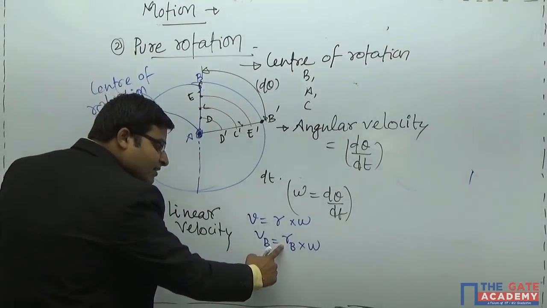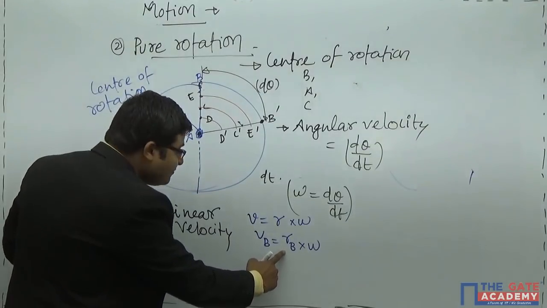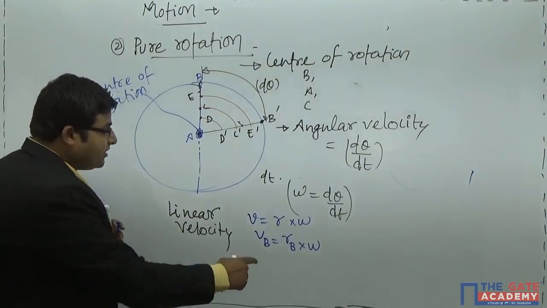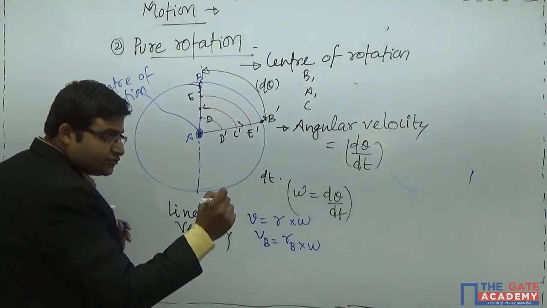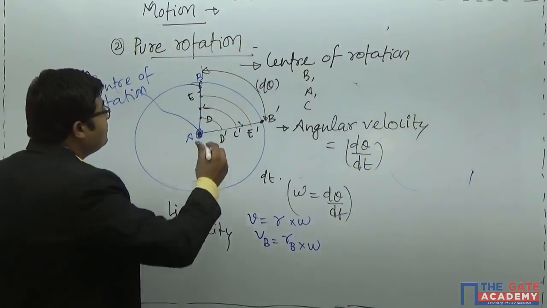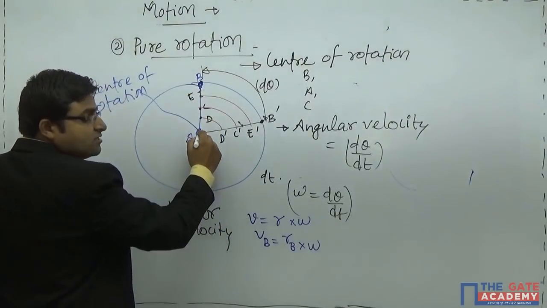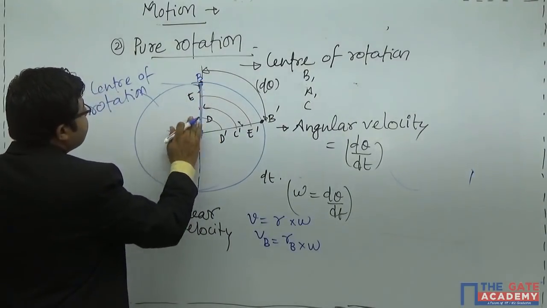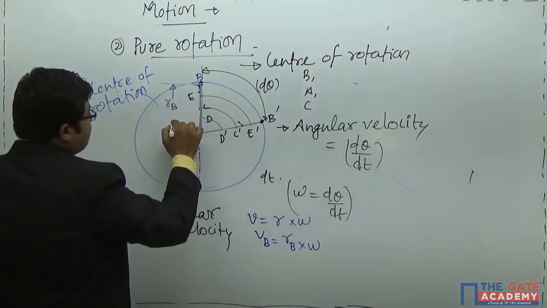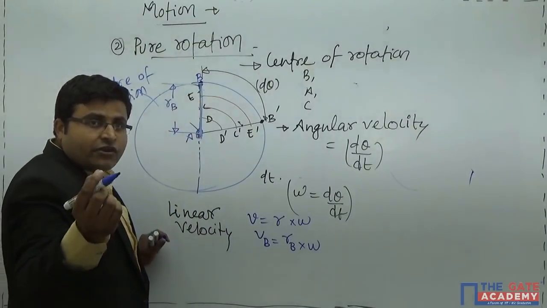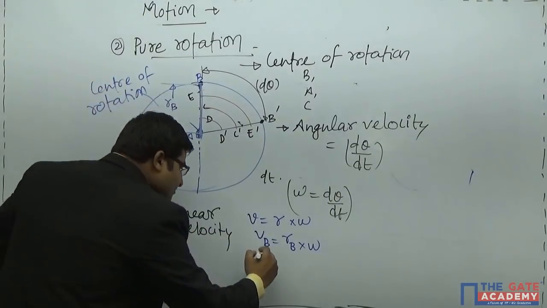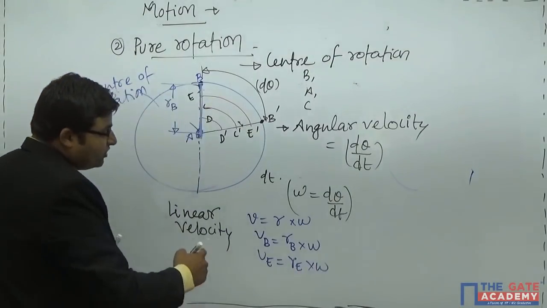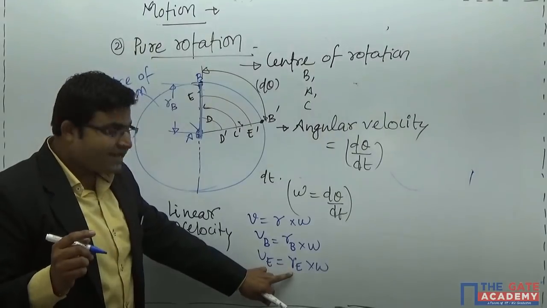Now what do we mean by radius of B? Radius of B is nothing but the distance of point B from the center of rotation. This is the point B and this is the center of rotation. So this particular distance is nothing but RB. Now, if you want to calculate velocity at point E, we can easily write the same. Velocity at E is equal to RE multiplied by omega.